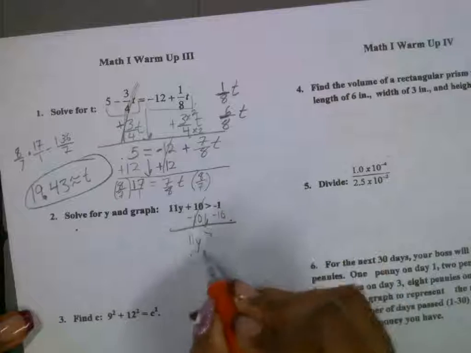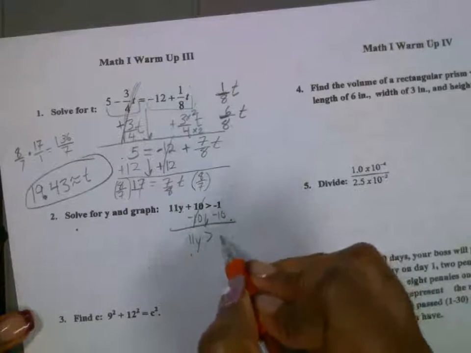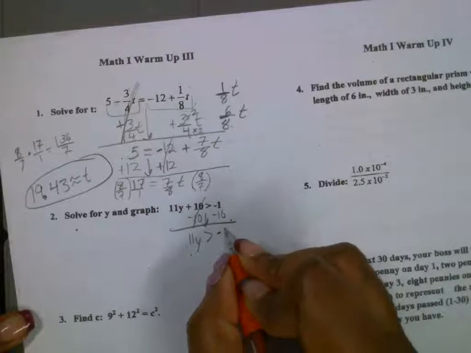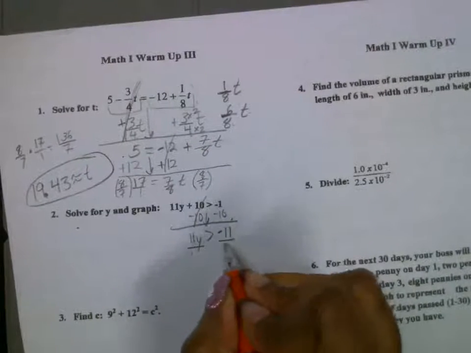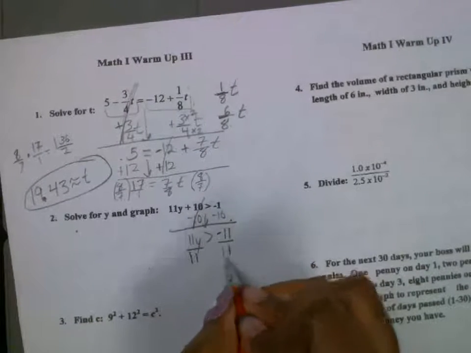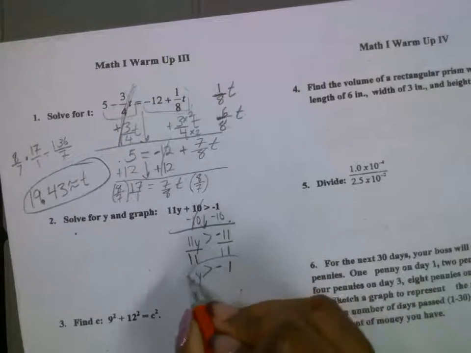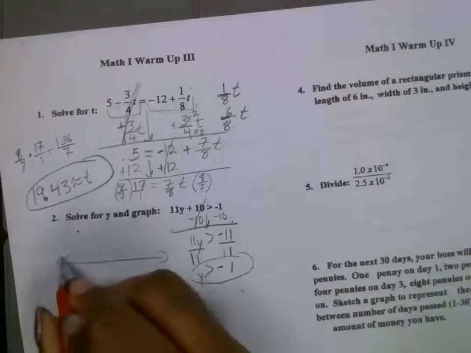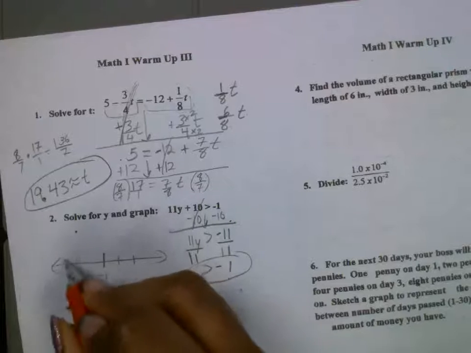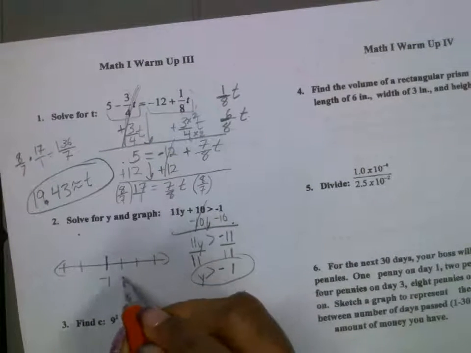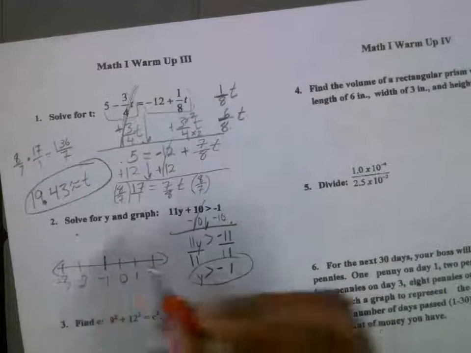What inequality is this? Greater than. And what do we get on this side? Come on, y'all. Negative 11. Now what do we do to get y by itself? Divide by what number? 11. So this is going to be y is greater than what number? Negative 1. So now you're going to draw a number line. You're going to put negative 1 here. Put a couple numbers on this side, a couple numbers on this side. Okay, so we got negative 1, 0, 1, 2, negative 2, negative 3.